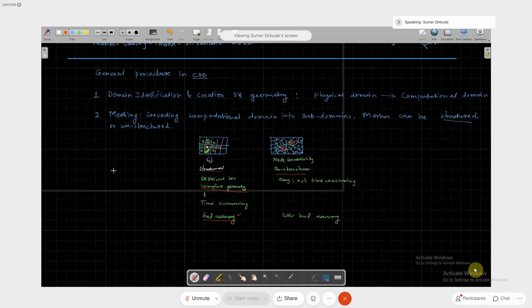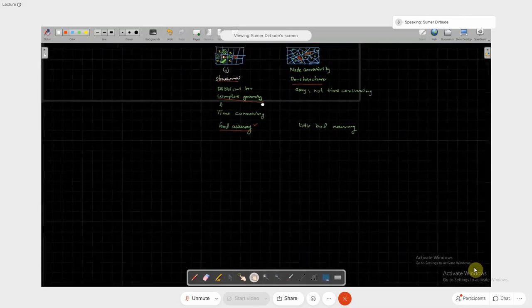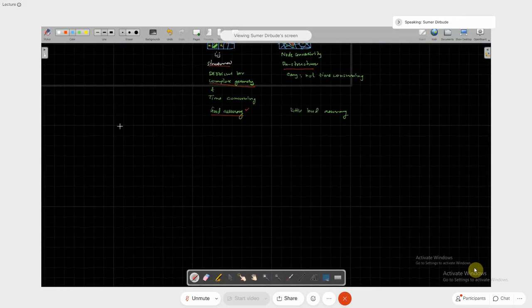So once you have decided the meshing, the third thing you have to do is decide the governing equations, the physics. The governing equations are conservation of mass, momentum and energy. Essentially they describe the physics.